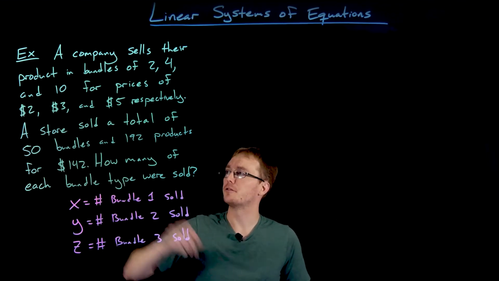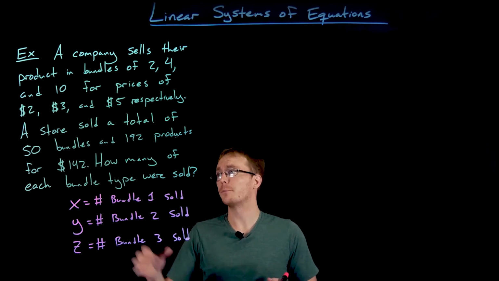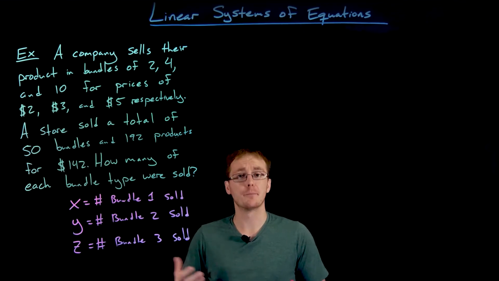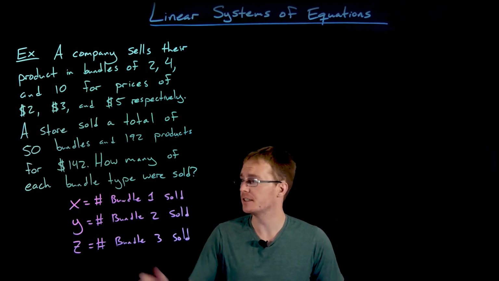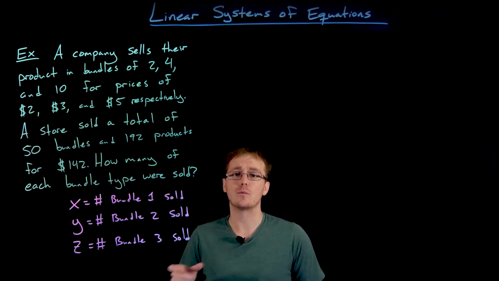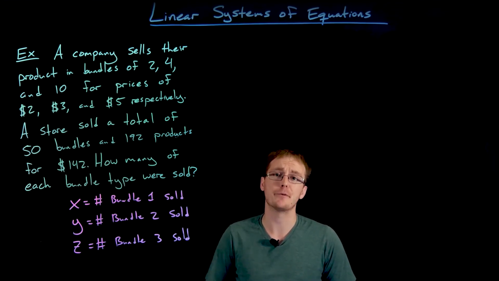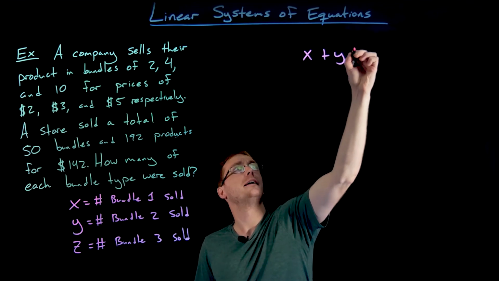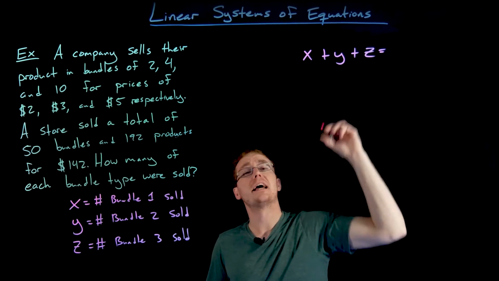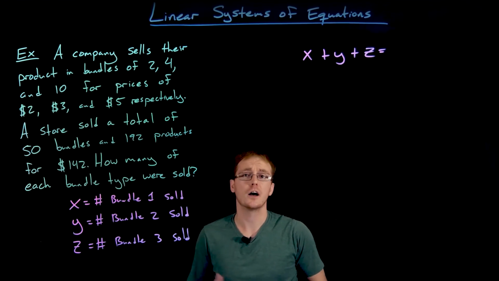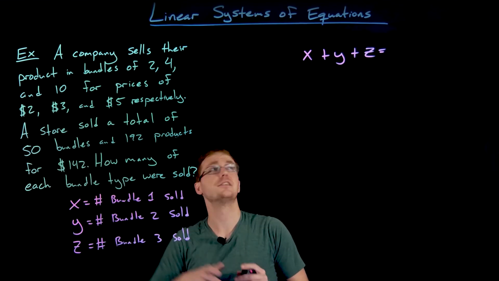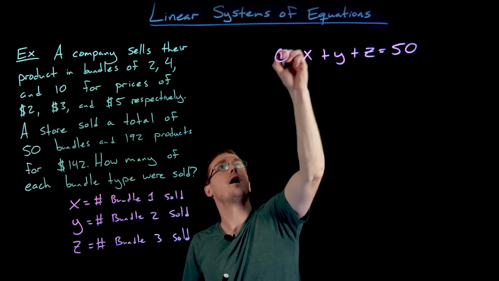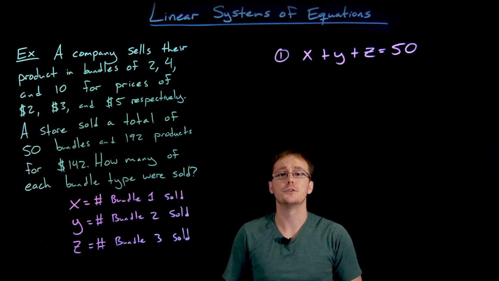So one of the pieces of information we are told is that the total number of bundles sold is 50. So if we add up all the number of bundles sold, we have to get 50. Well, X, Y, and Z are representing the number of each type of bundle being sold. So if we take X, add it to Y, and add it to Z, we should end up with the total number of bundles sold, and that is 50. So our first equation here is X plus Y plus Z is equal to 50.